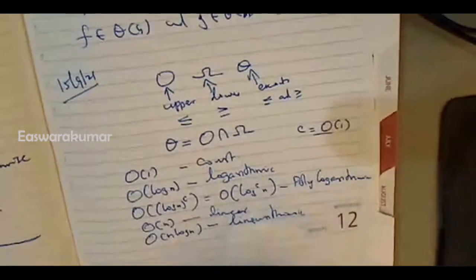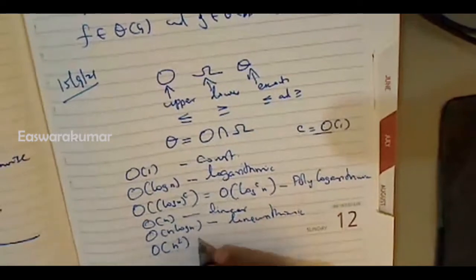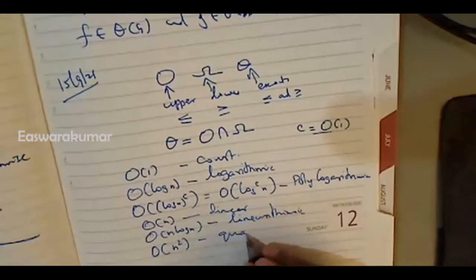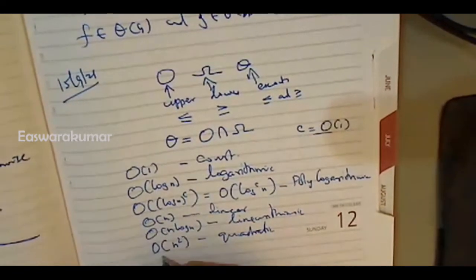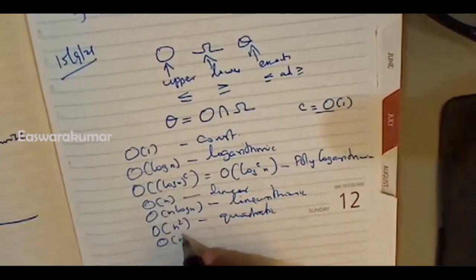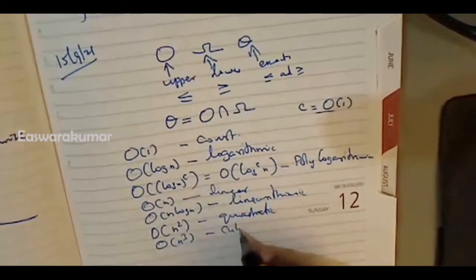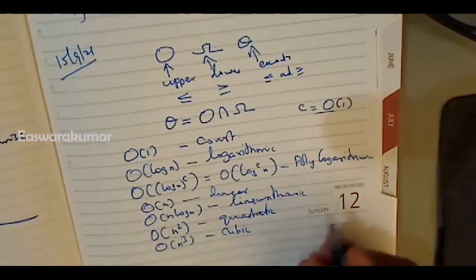And if the complexity is order of n log n, then that will be stated as linearithmic. And if the complexity is order of n square, that is called quadratic complexity. And if it is order of n cube, that is cubic complexity.